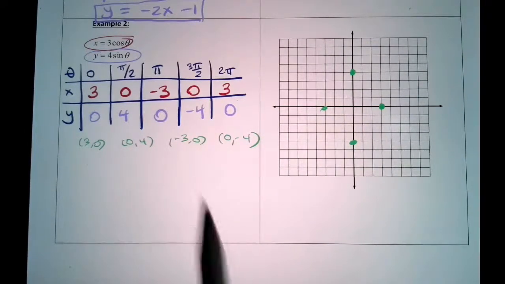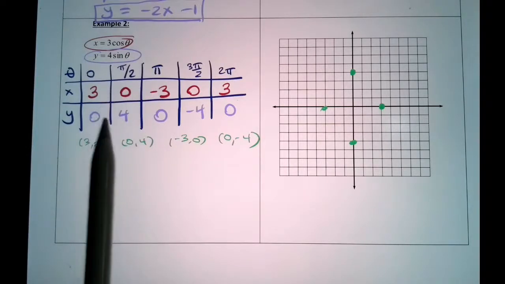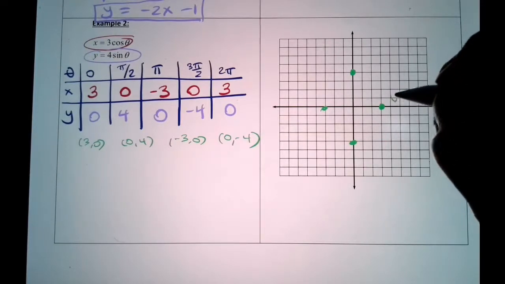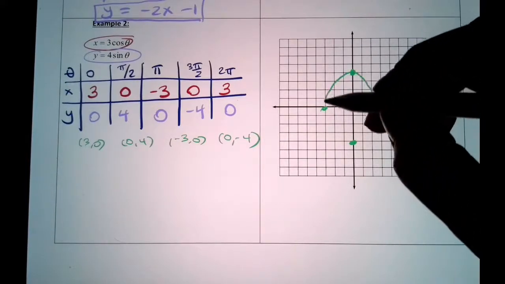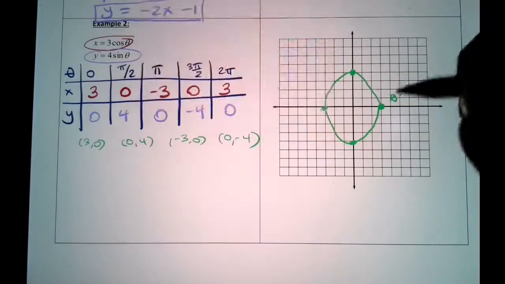And I could plot other nice special angles like pi over 6 or pi over 3, but I think this is good enough for me to draw my shape. This is where we started. This is theta equals 0, and then we kind of went up here. So I'm just going to connect the dots. This is a curvy graph, and I'm going to go ahead and put my orientation on it.